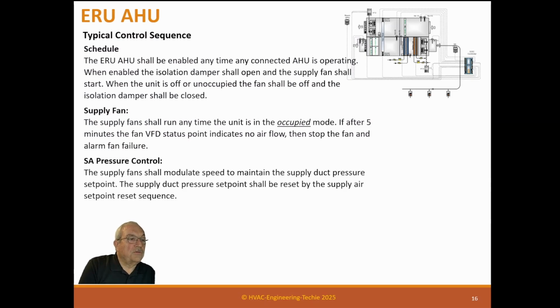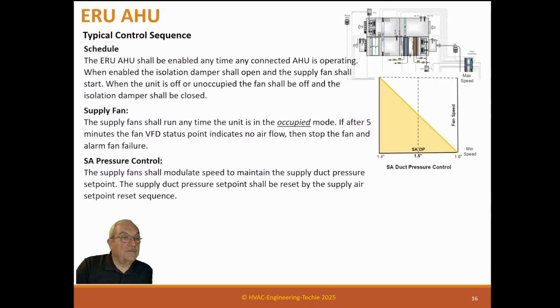Supply air pressure control. The supply fan shall modulate the fan speed to maintain the supply duct pressure set point. The supply duct pressure set point should be reset by the supply air reset sequence. And this is a standard diagram saying we've got 1.5 inches, which means that at 1.4 the fans will be at speed.